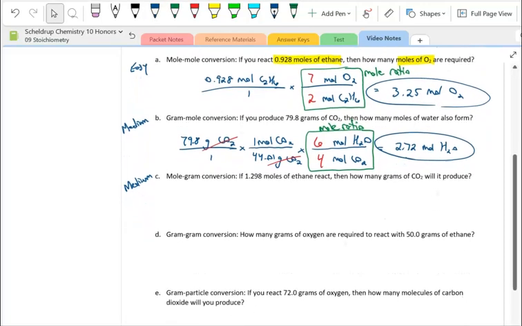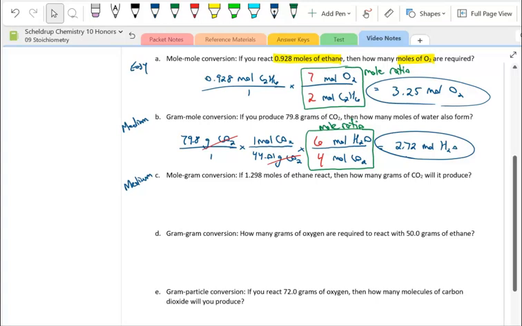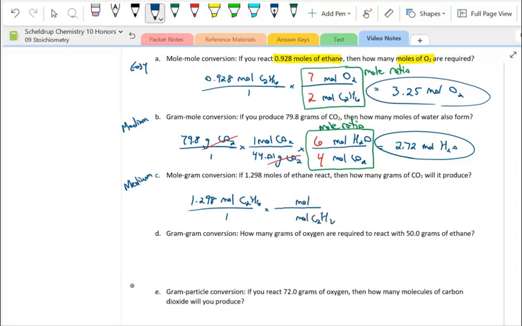Question C is the same problem, except it does the mole conversion at the end. So it doesn't matter what order we do these steps. I'm given an original number of moles of ethane, moles of C2H6, and then it's asking me to solve for grams of CO2. Well, I'm in moles, so I can go straight to my mole ratio right away. I can cancel out moles of C2H6 and convert into moles of CO2. So it's the same idea as what we just did.